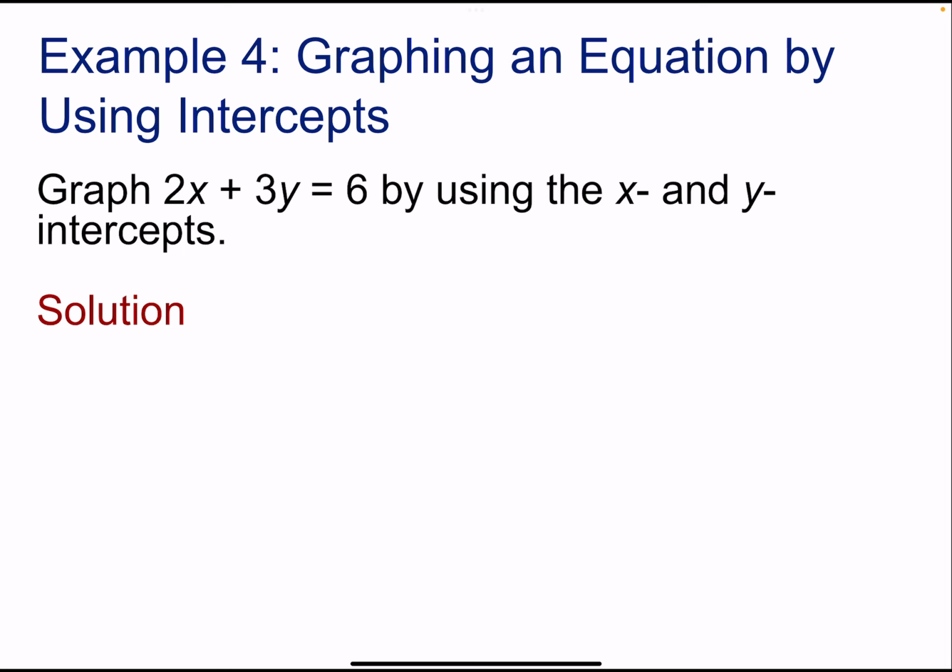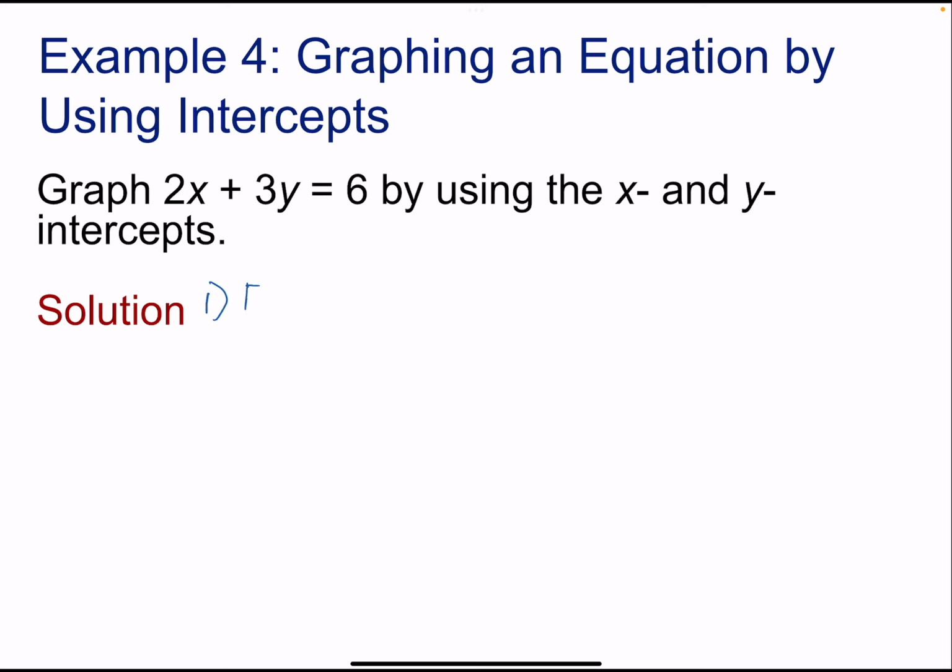So we want to graph this linear equation by using the x and y intercepts. Of course, that means we need to find the x and y intercepts, and once we find them, we have 2 points. We just connect those 2 points. Okay, so let's see how we solve it.